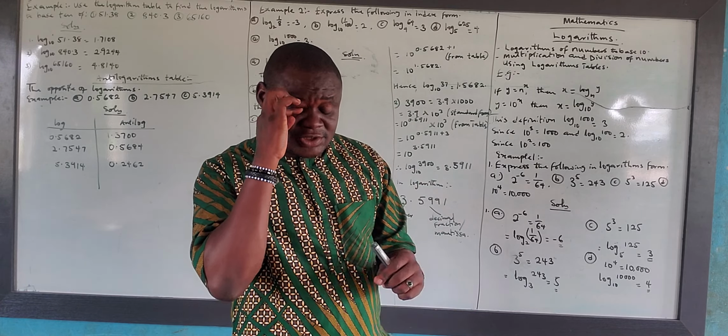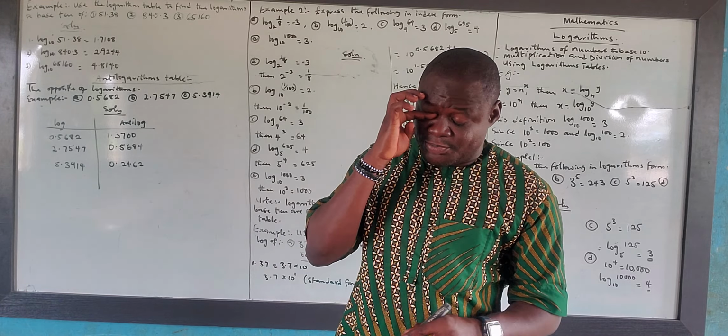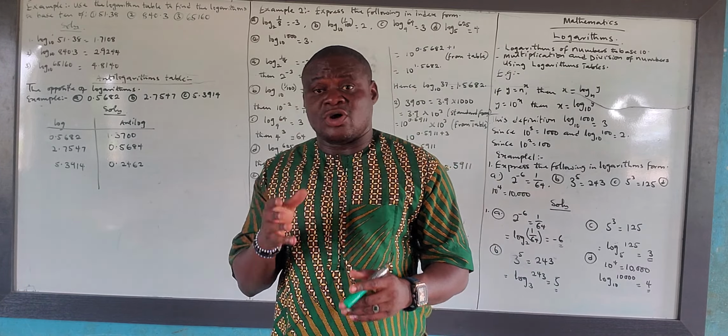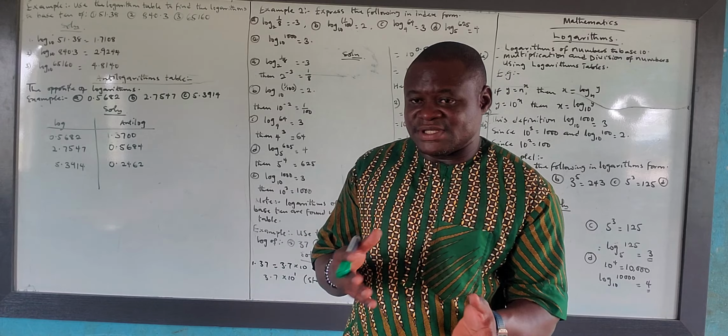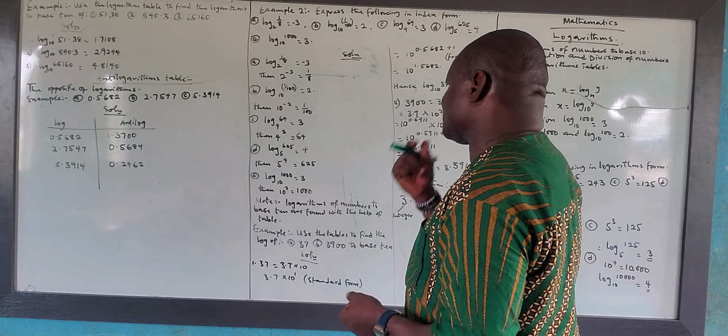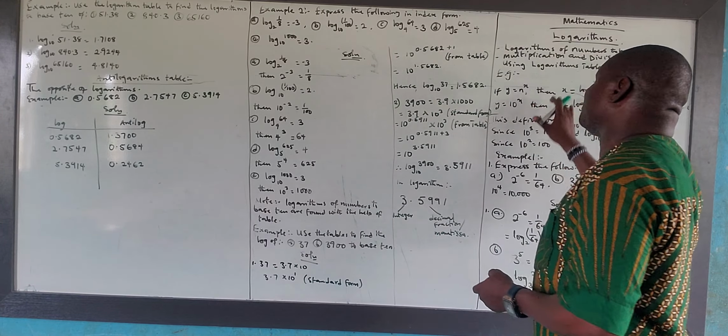This is one of the main topics that has been giving students a problem in the society. They find it very, very difficult, and they always mix it up. That is, logarithm of numbers which are less than 10 and which are greater than 10. They mix it up.